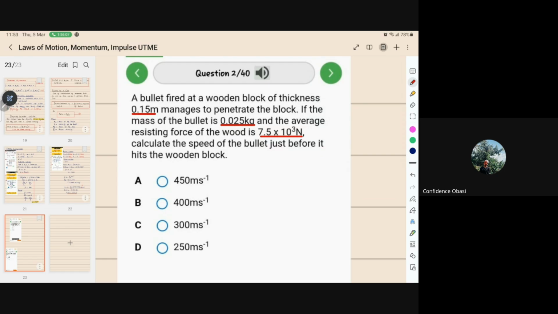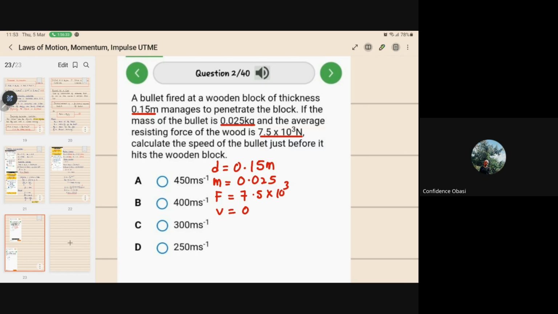Now, the distance given is 0.15. That's the thickness. The mass of the bullet M is 0.025. The force is 7.5 times 10 raised to power 3. The final velocity V will be equal to 0 because that body is going to stop.